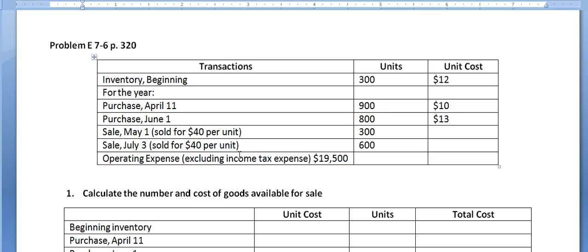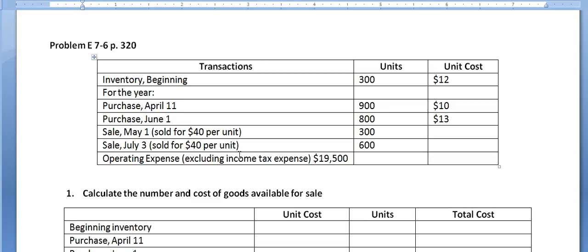If you have read Chapter 7, you may recall that the main goal of this chapter is to determine an amount that can be used as the cost of goods sold on the income statement, and an amount that can be used as the ending inventory on the balance sheet. There are 4 ways that you've learned in the chapter to do so.